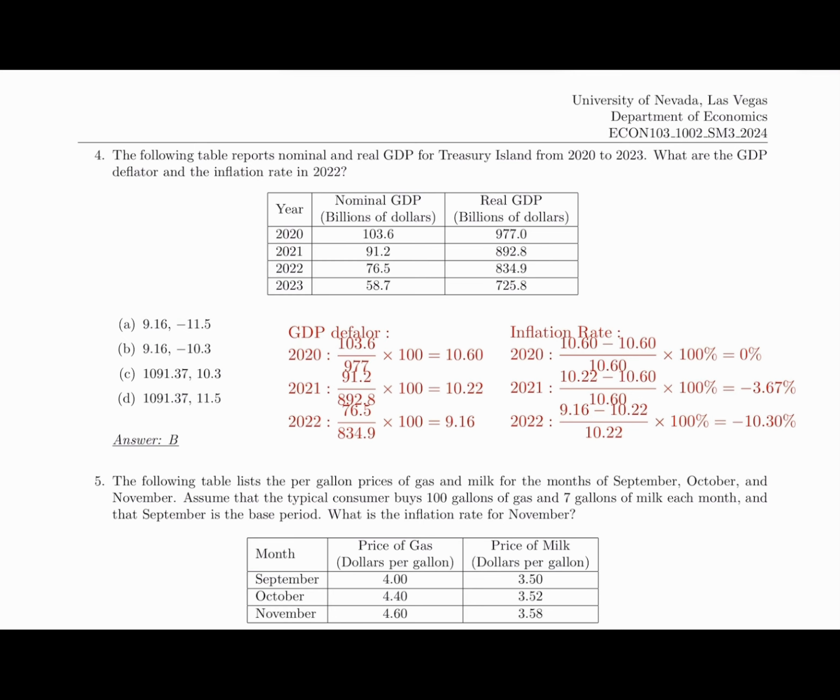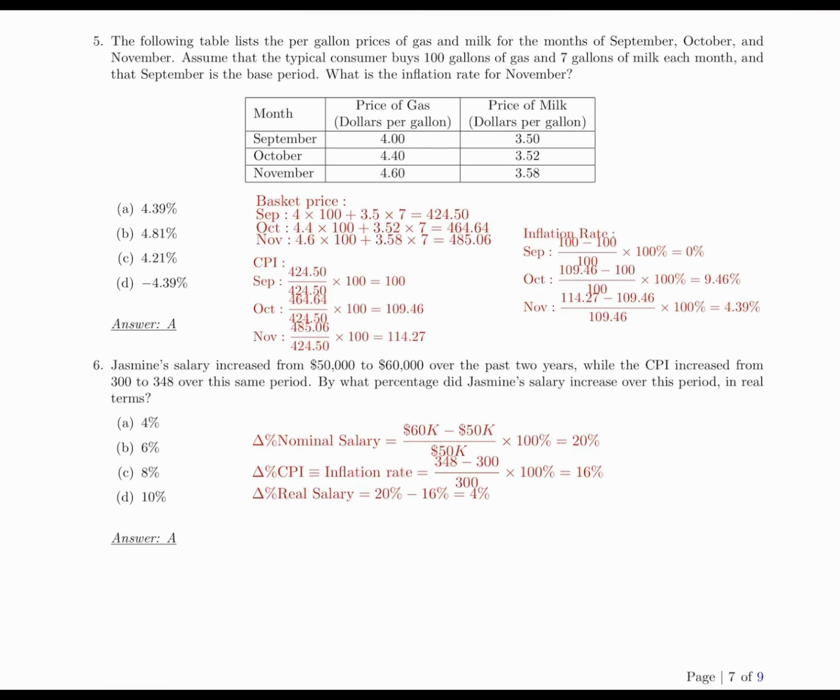The GDP deflator and the inflation rate for 2022 is 9.16 and negative 10.3 respectively. Question number 5. To answer this question, start by calculating the basket price for each respective month. The basket price is the sum of market values of gas and milk. Once you have the basket prices, you can compute the CPI by dividing the basket price of the current month by the basket price of the base month.